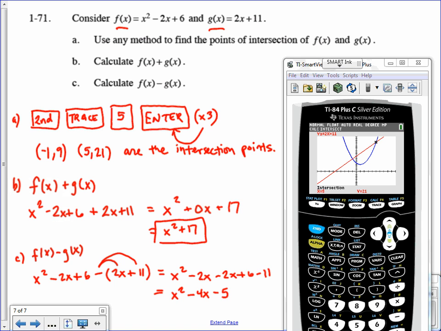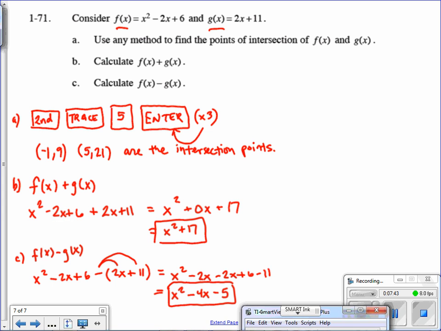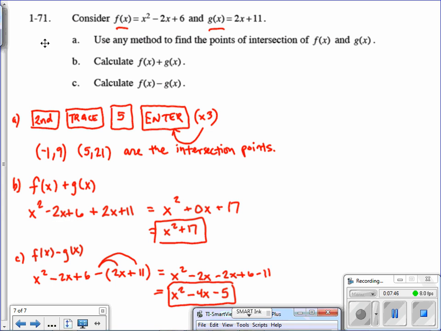So here is what we get when we add them together, and here is what we get when we subtract the two. That is it for problem 1-71.